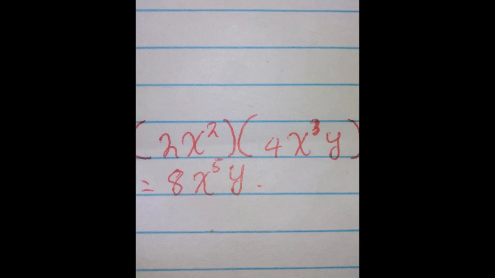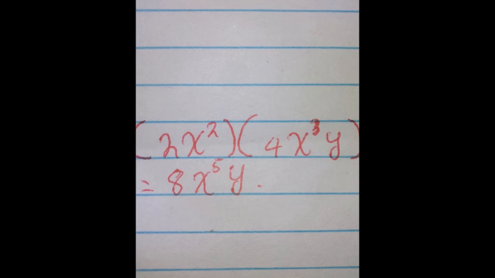In this example, we're going to be solving 2x exponent 2 times 4x exponent 3y. Because we're going to be using the multiplication rule, all we have to do is add exponents with the same bases. So what we do is we multiply 2 times 4, which gives us 8.